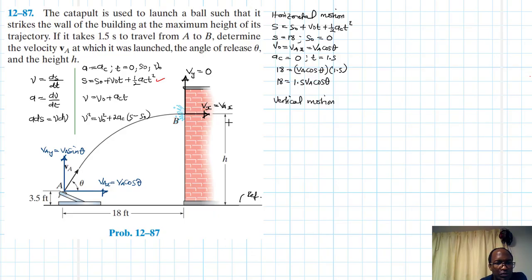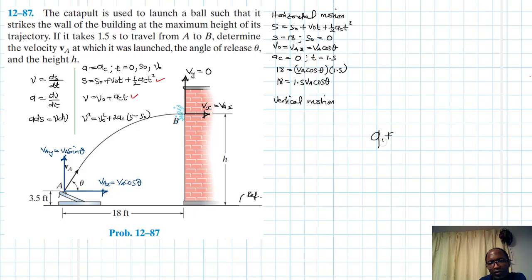Which equation can either go with this one or this one? No, the last one has more unknowns, so let's go with this one. Okay, V final is 0, V naught, AC, and AT. Great. So let's find AC.